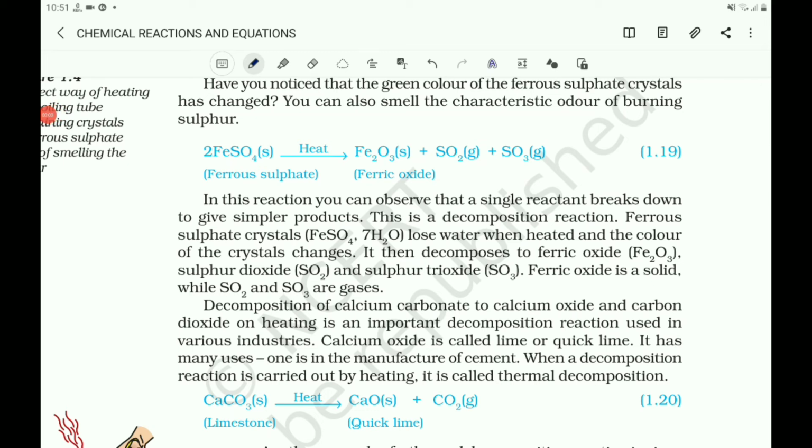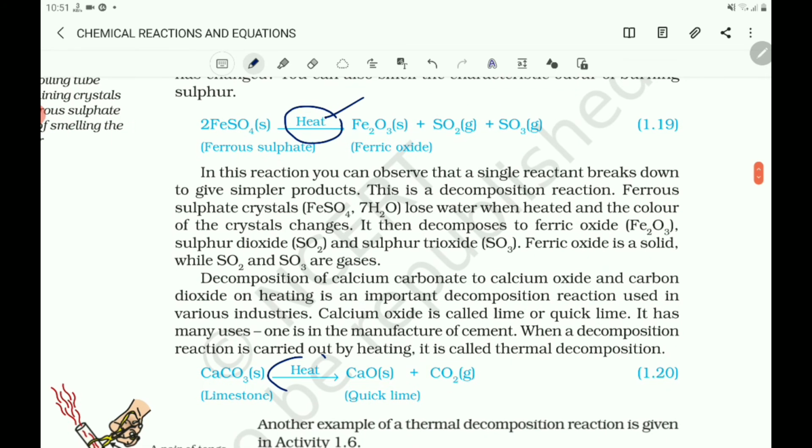In most decomposition reactions, heat is used. Here FeSO4 is broken down into 3 products by using heat, and calcium carbonate is heated to produce 2 products, calcium oxide and carbon dioxide. In both cases we used heat. So in most decomposition reactions, heat is used. When a decomposition reaction is carried out by heating, it is called thermal decomposition.